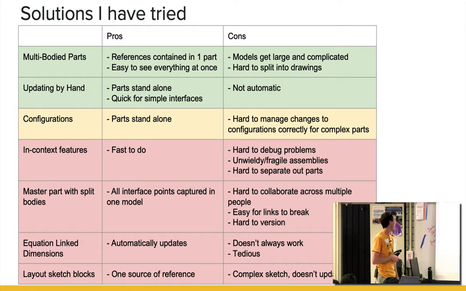Another one is master parts with split bodies. That one's also kind of hard to maintain the references as you work with it. Another one is equations with linked dimensions. It doesn't always auto-update like it should, and it can be real tedious to set in place. And then another one was layout sketch blocks. I've also had bad luck with that one updating well, and it's cumbersome to use. So these are the ones that I use. I use a lot of this updating by hand one, where you just lay out the sketch in a logical manner, and it's real easy to go in and change it too.